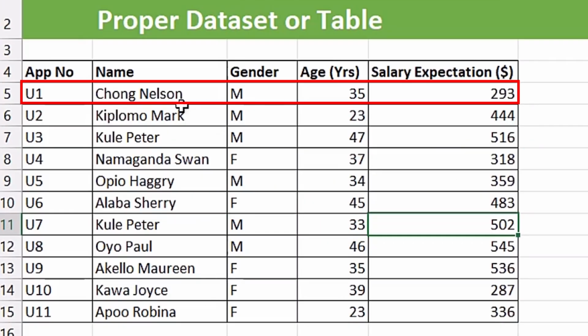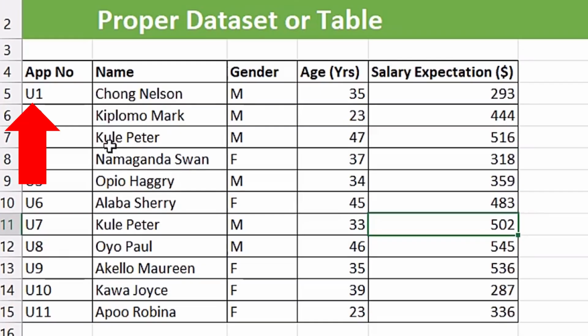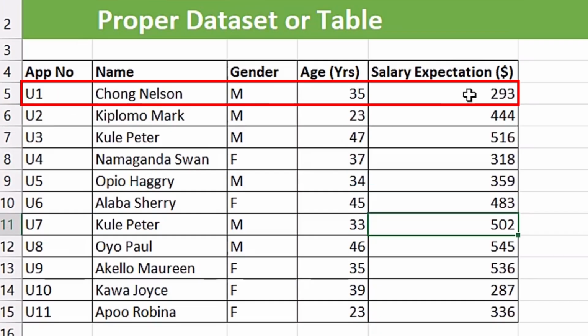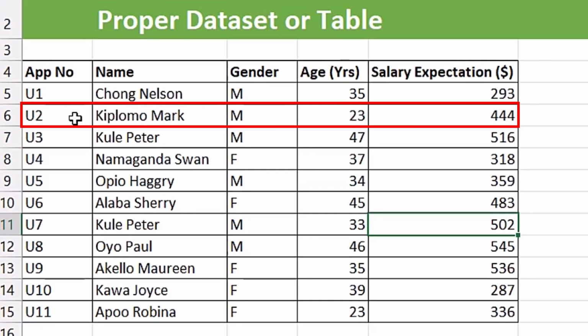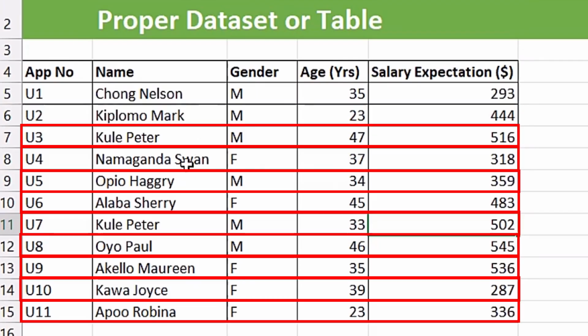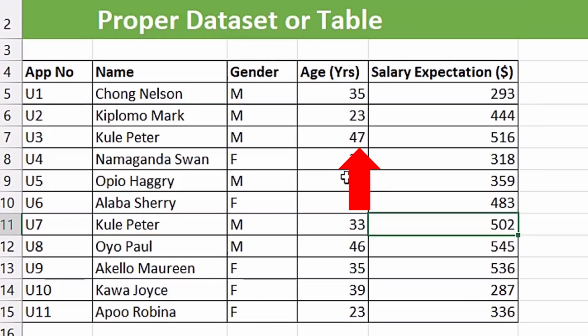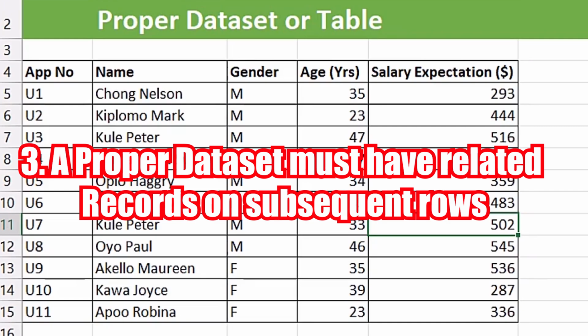3, a proper dataset must have related records on subsequent rows. For example, this first record here must be related. Application number U1 must be for Chong Nelson, and the age 35 must also be for Chong Nelson. So all these records must be related. The same applies to this second record and the rest of the records. You cannot pick the age of Kule Peter and put it on the row of the records for Chong Nelson. That will make the records not related. So a proper dataset must have related records on subsequent rows.